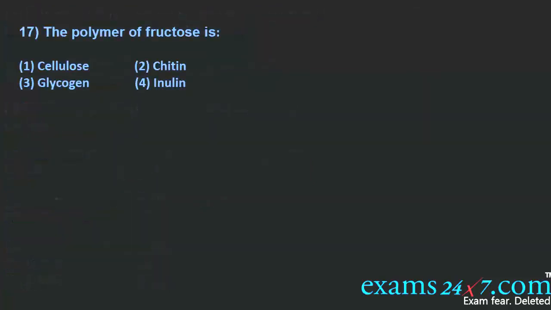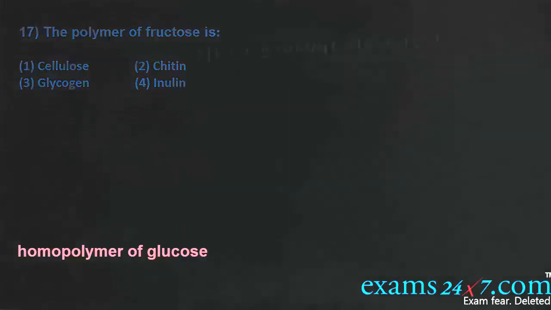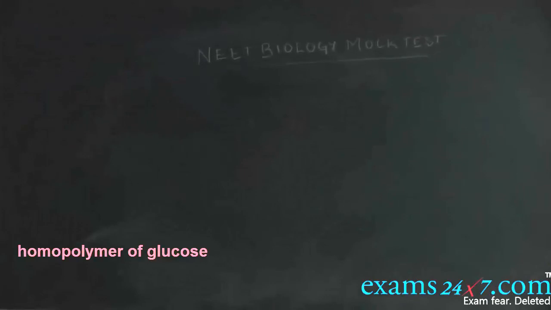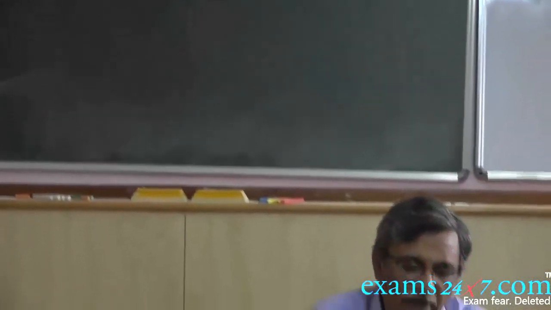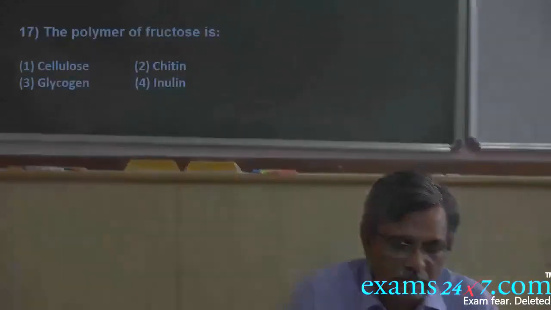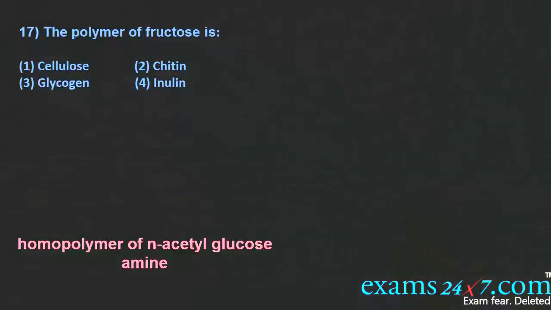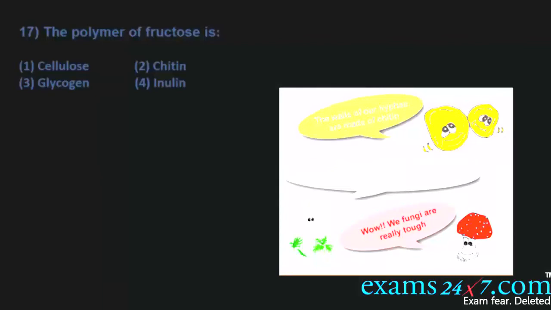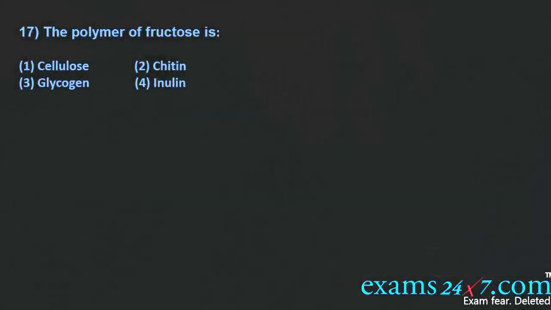Then we come to the next question. The polymer of fructose is. Please remember fructose polymer. Let me look into this. First option says cellulose. Cellulose is a homopolymer of glucose. Thereby it is not an answer. Second, chitin. So remember, chitin is a homopolymer made up of N-acetyl glucosamine. Thereby, even it is not an answer. Remember, chitin is cell wall material of fungi and body wall material of arthropods.